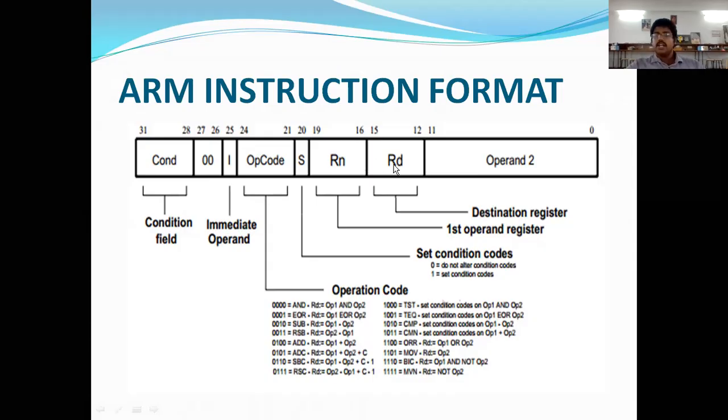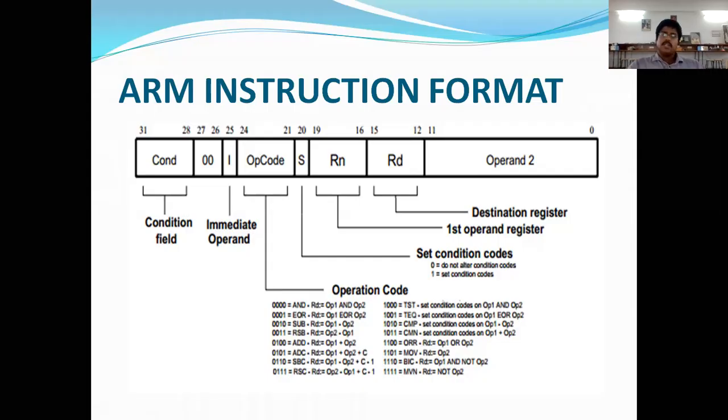And we have Rn and Rd. These two are registers: the first one is the operand register and the second one is the destination register. Then we are going to have another operand. Generally we have 3 operands in the ARM processor, whereas in 8051 or 8086 you do not have 3 operands, only 2 operands.